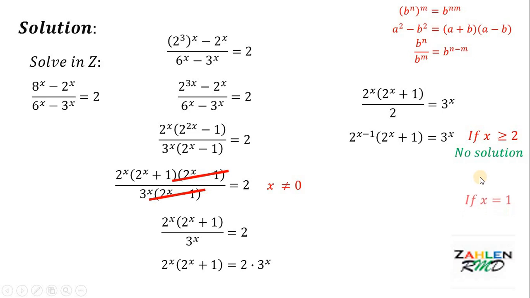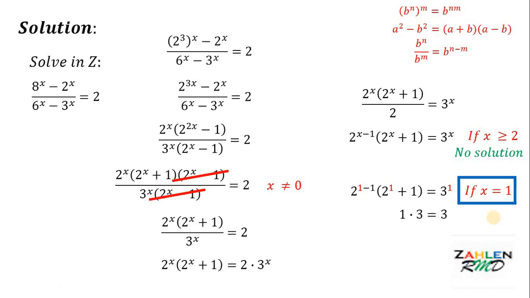Now, let's see what will happen if x is equal to 1. Substitute x equals 1, and we get 2^(1 minus 1) multiplied by (2^1 plus 1) equals 3^1. So all those x's become 1. Next, simplify, and we have 2^0, or simply 1. 1 times (2 plus 1), which is 3, equals 3^1. 1 times 3 equals 3. Definitely 3 is equal to 3. Therefore, we can say that x equals 1 is a solution.